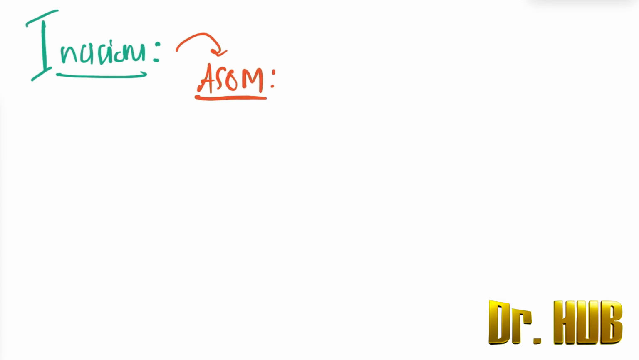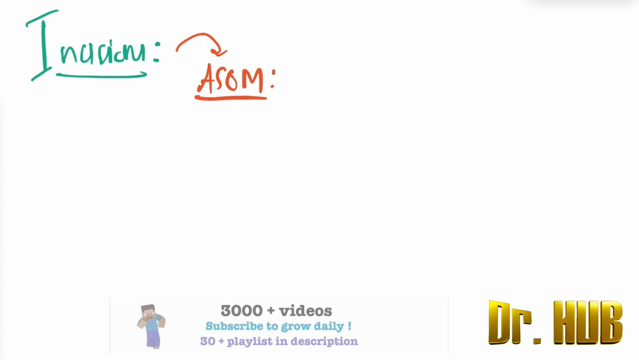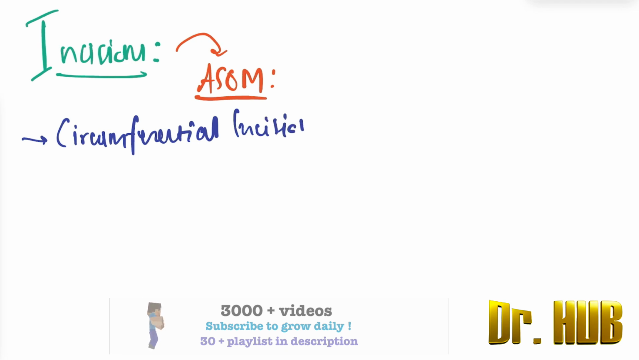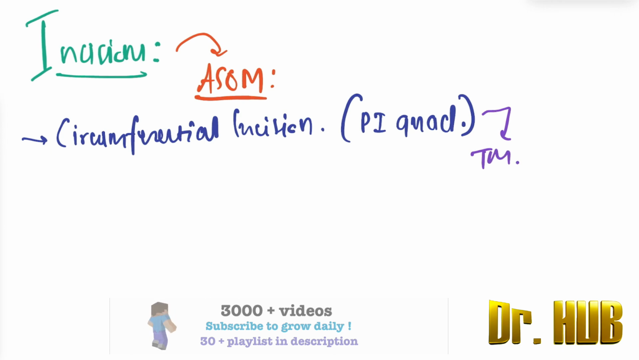Next, we are going to look at the incisions. What do the incisions include? In case of acute suppurative otitis media, that is ASOM, a circumferential incision is made in the posterior-inferior quadrant, the PI quadrant, of the tympanic membrane.